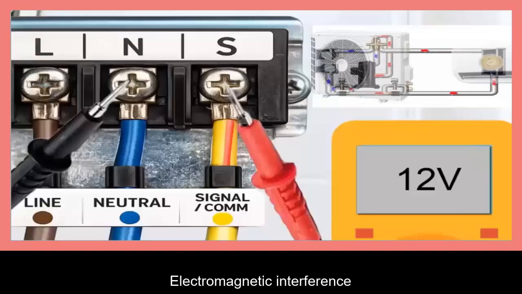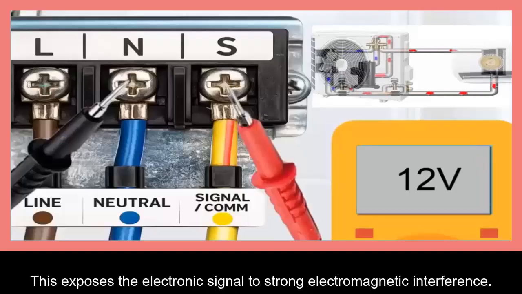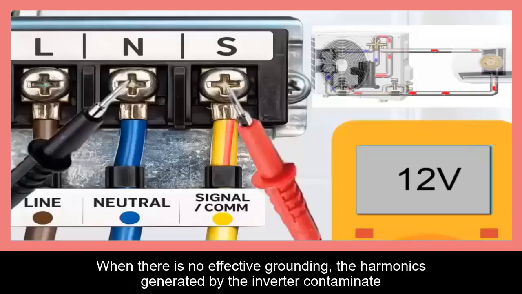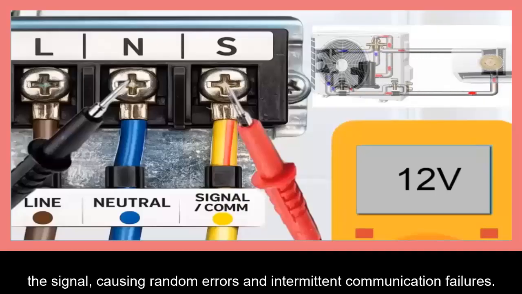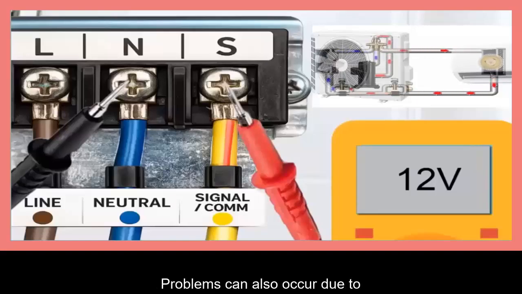Electromagnetic interference. The communication cable normally runs alongside the line and neutral conductors. This exposes the electronic signal to strong electromagnetic interference. When there is no effective grounding, the harmonics generated by the inverter contaminate the signal, causing random errors and intermittent communication failures. This problem is extremely common in inverter equipment.